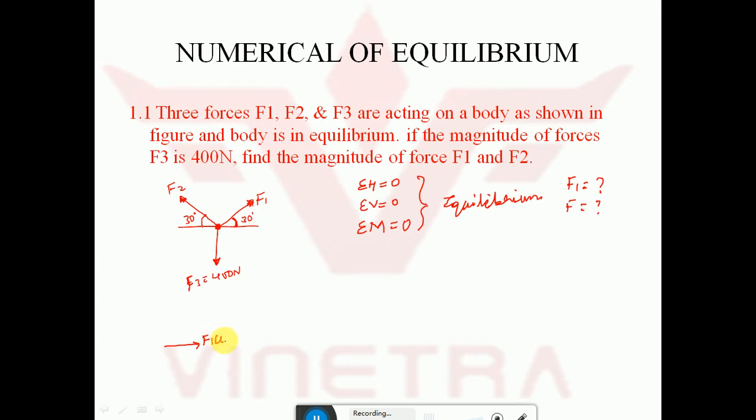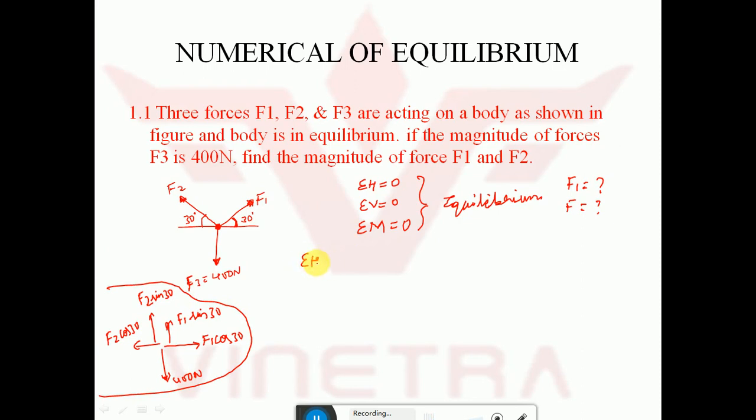F1 cos 30, F1 sin 30. If I resolve this one, the part along the theta will be cos, right? So it will be F2 cos 30 and the vertical force will be F2 sin 30, and one vertically downward force is already acting, that is equal to 400 Newton. This is how it looks like upon resolution. Either you can resolve or you can directly write if you become an expert.